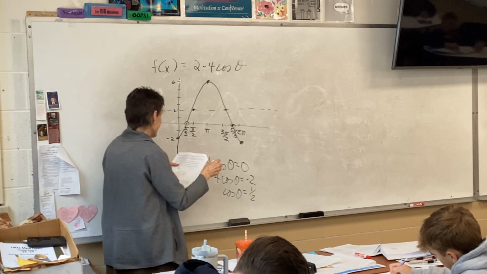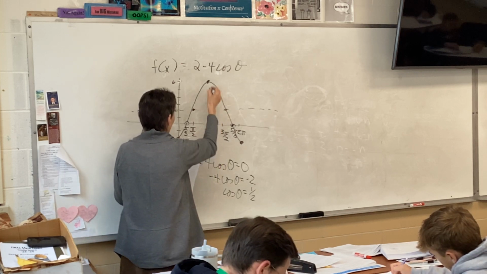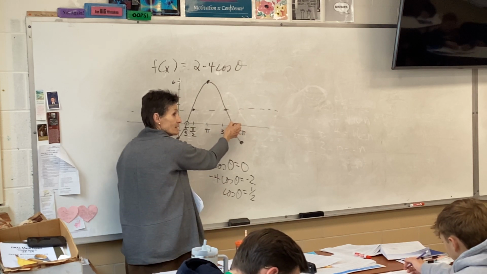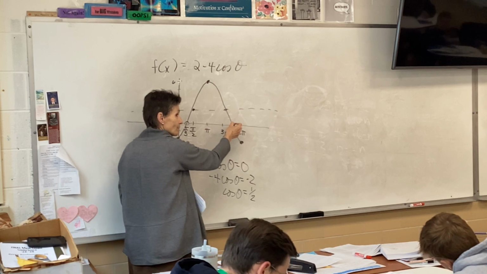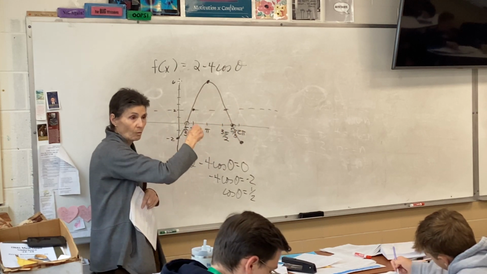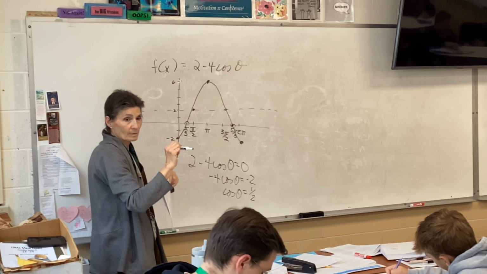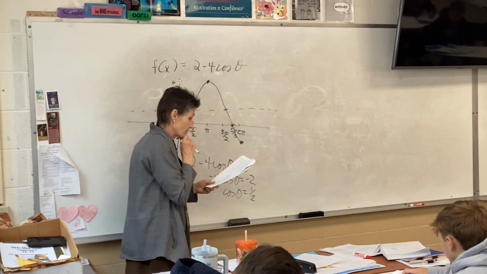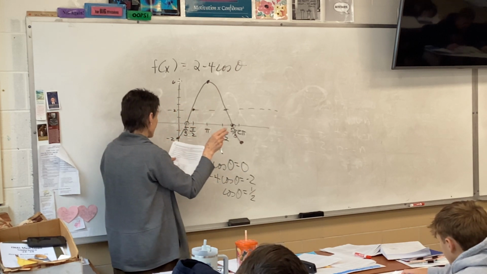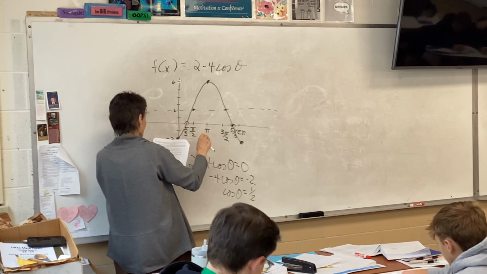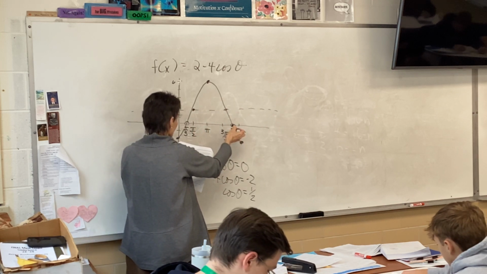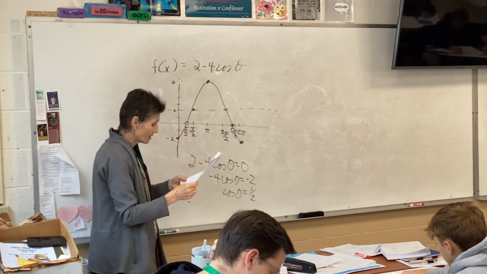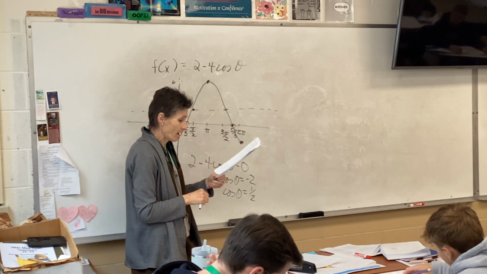C, the distance is decreasing from pi to 5 pi over 3 because the function is positive and decreasing. True. C is true. The whole thing is true. Agreed? Just for fun, let's look at D. We know it's probably not going to work, but let's look at it. The distance is decreasing for 5 pi over 3 to 2 pi. No, the distance is increasing, so that's not it. All right, give example 3 a try.